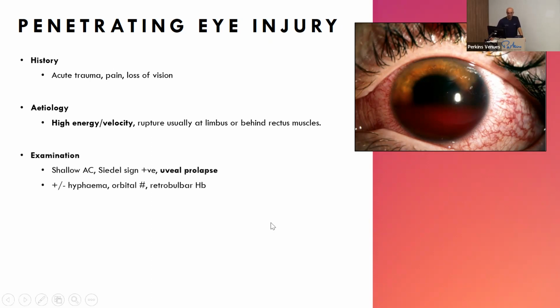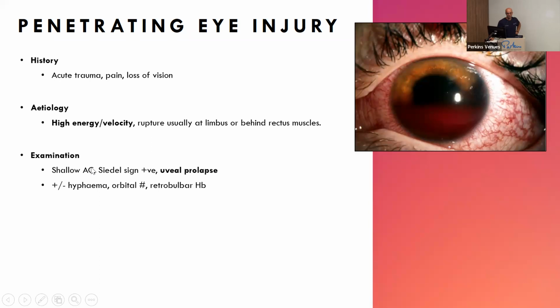What are the signs you see on examination? The main one is the uveal prolapse and the teardrop iris, teardrop pupil that I mentioned before. But if you've lost volume, then the anterior chamber is going to be shallow. And the best way to know that is to compare it to the fellow eye. Have a look on the slit lamp. You'll see what the normal eye anterior chamber depth looks like. And you look at the affected eye and you should see that it's more shallow.